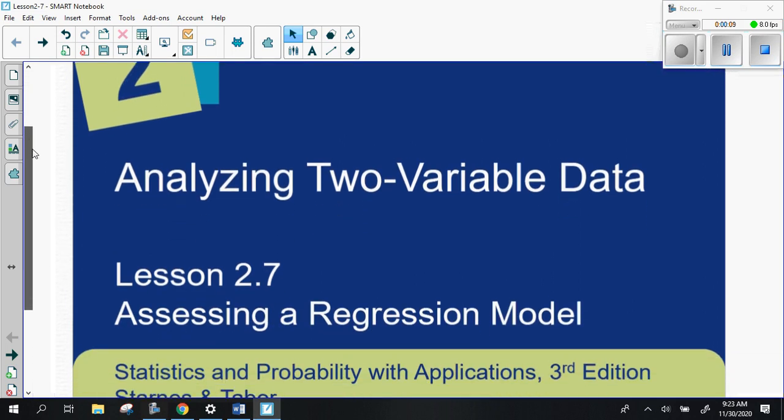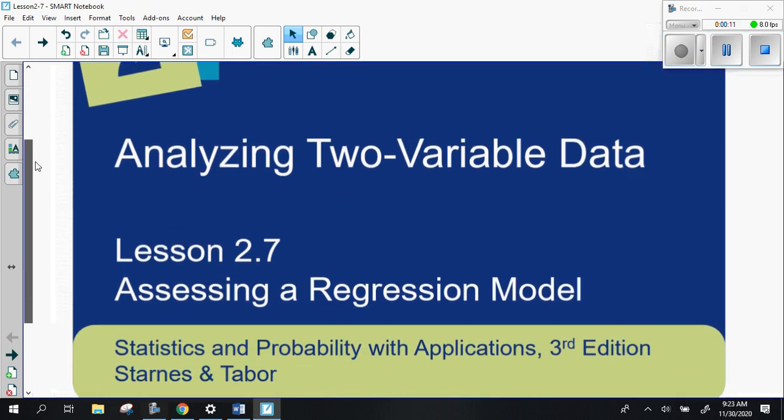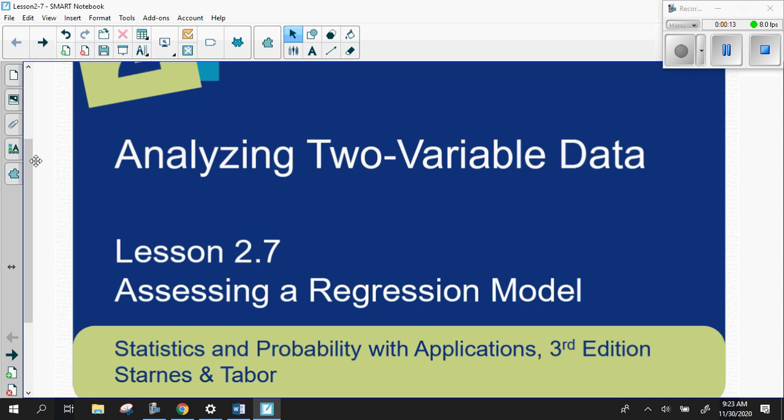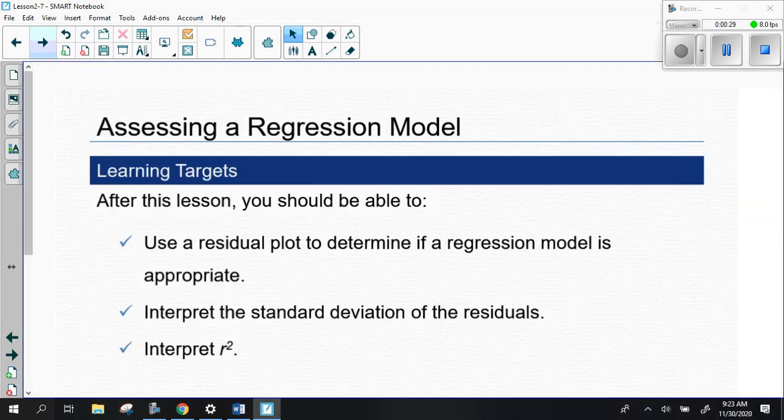We're going to be assessing a regression model. So we're going to be able to see, using a residual plot, whether or not a certain association is appropriate to model using a least squares regression line. Let's get right into it.